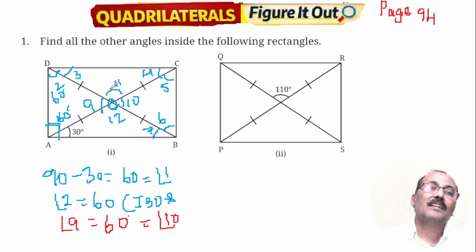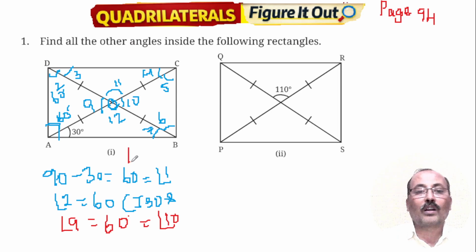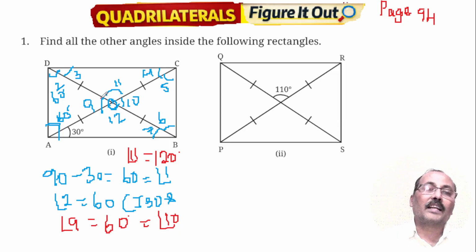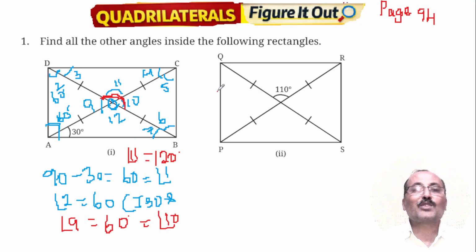This is 60, so angle 11 will be 120. Why is angle 11 equal to 120 degrees? Yes, it is 120 because it is a linear pair. These two form 120, as angle 9 equals 60 and angle 10 equals 60. Therefore, angle 11 must be 120. That's all. That diagram is over. First question, first part is over.